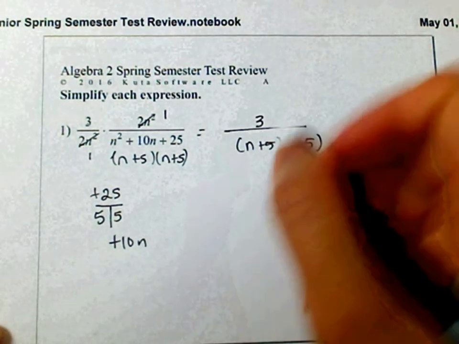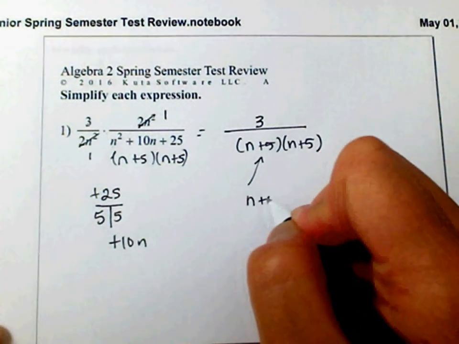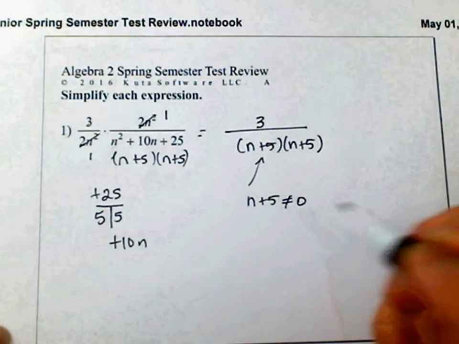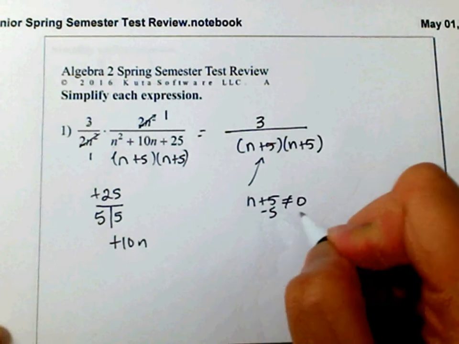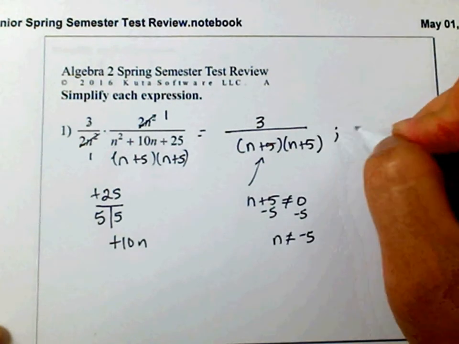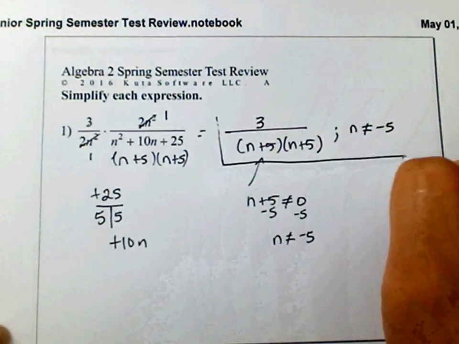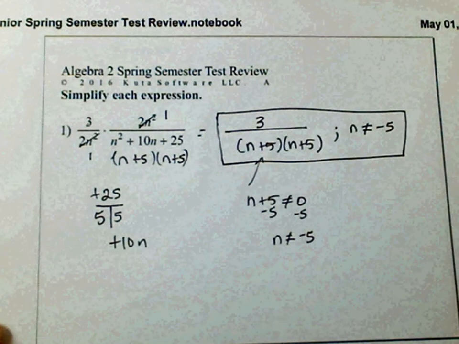Now take into account you can never have a 0 in your denominator, so I'm going to set that equal to 0 and see what that is. Subtract 5, so n cannot be negative 5. So that is part of your solution. Any zeros in your denominator will result in you having an undefined.